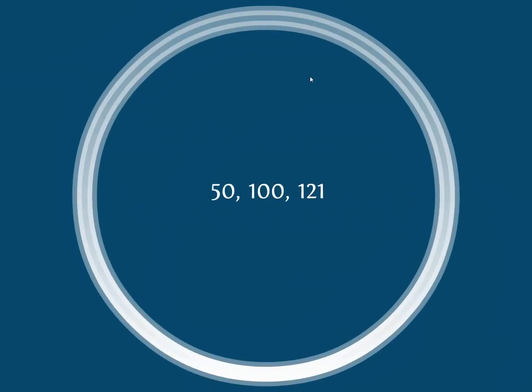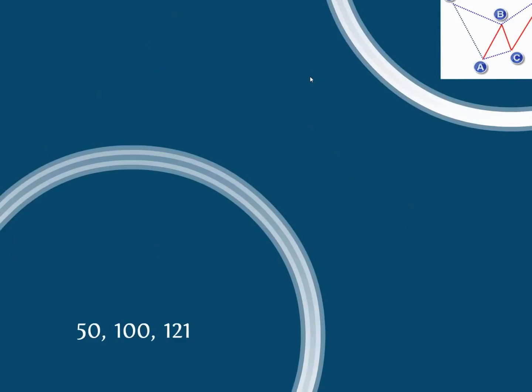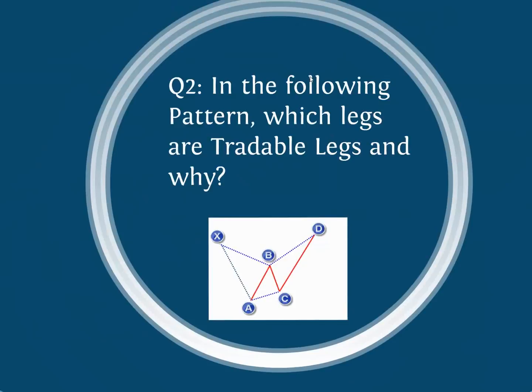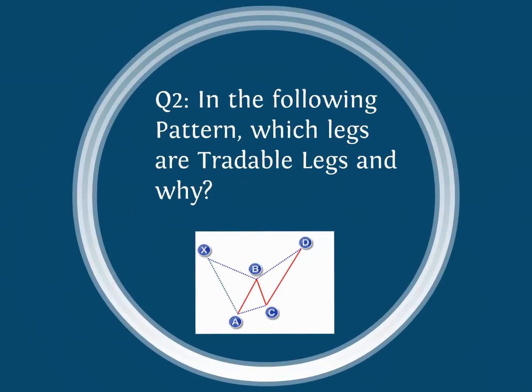Okay, question 2. Question 2 is, in the following pattern, which legs are tradable legs and why? I want you guys to explain to me why.